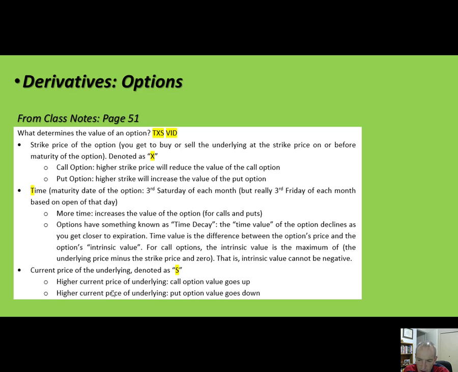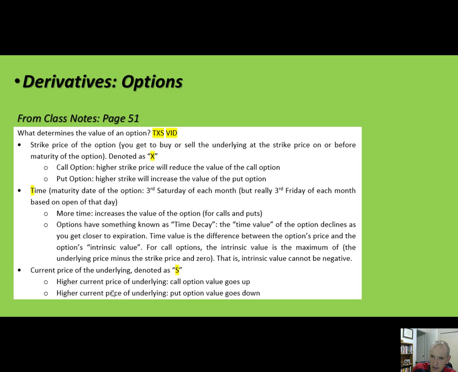It's much more likely to fall below $100 when it's trading for $105 than if it's trading for $150. So the higher the underlying, the more valuable the call. The higher the underlying, the less valuable the put. So the call is a bullish strategy. It gains when the stock price goes up. The put is a bearish strategy. Its price falls when the underlying price falls.